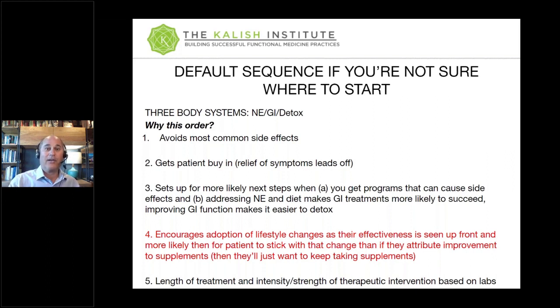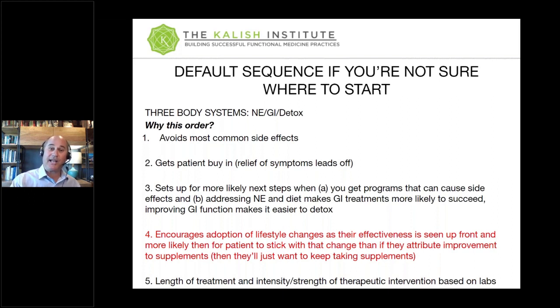And why in this order? Well, because the neuroendocrine programs shouldn't cause any side effects. We're talking about adrenal support, mitochondrial support, general hormone support. Shouldn't have any side effects from that stuff unless something's really wrong with the patient. If they do have side effects from neuroendocrine support, then you've got a really tough case on your hands. And they make people feel better. They start to feel better. They start to get stronger.